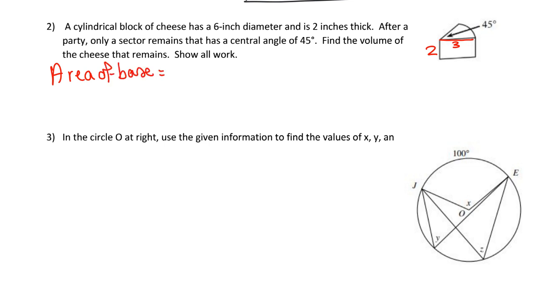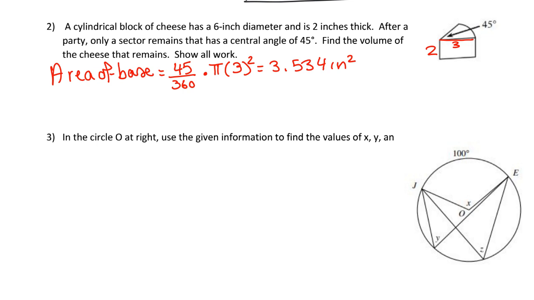recall that this is part of a circle, so it would be 45 over 360 times pi r squared, where r is equal to 3. Simplifying this further, it would be 3.534 inches squared. I found the area of the base.